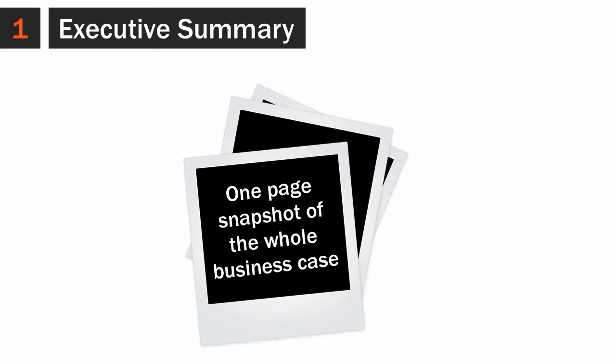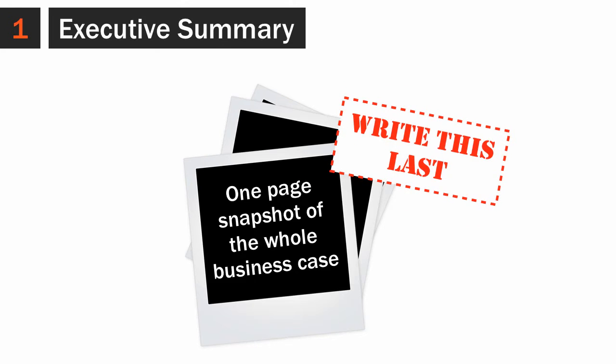First of all, you have the executive summary. This is a really important section because it provides a one-page snapshot of your entire business case. Importantly though, you need to write this section last. So you go through, complete all the other sections, and then summarize each of them in this one-page overview. Let's now get into the other sections and have a look at what they contain.